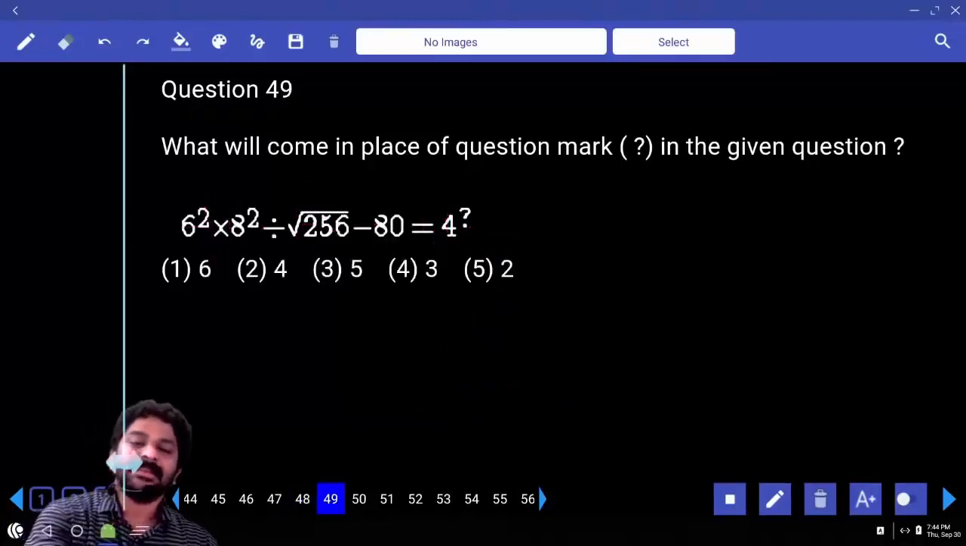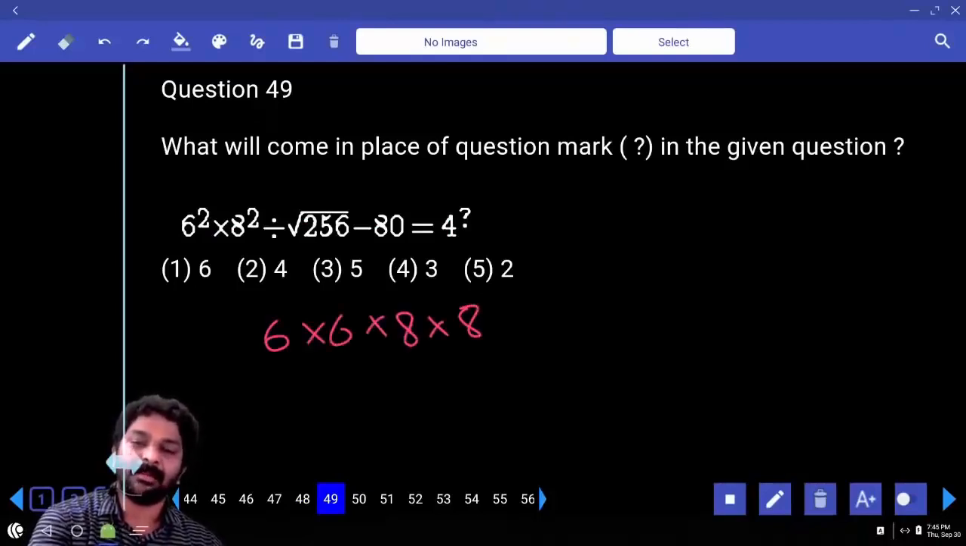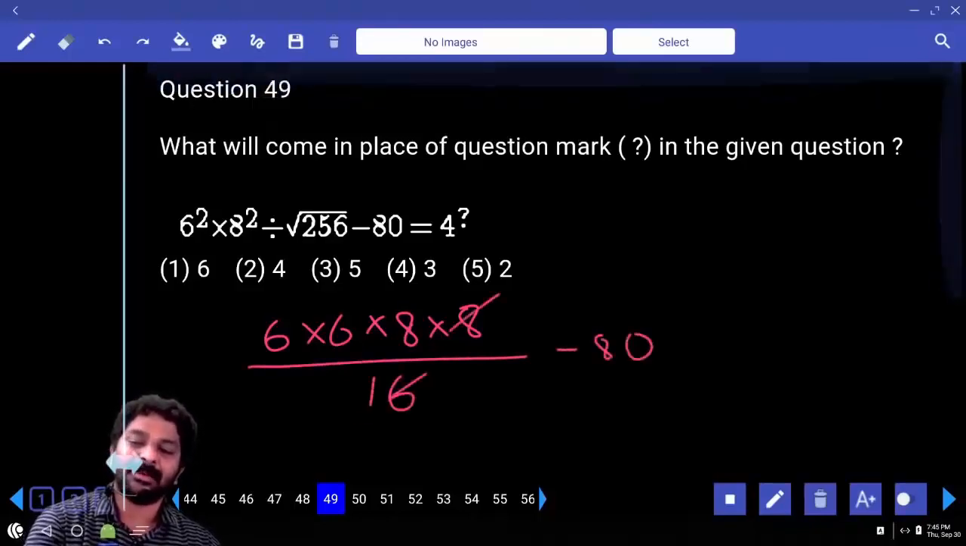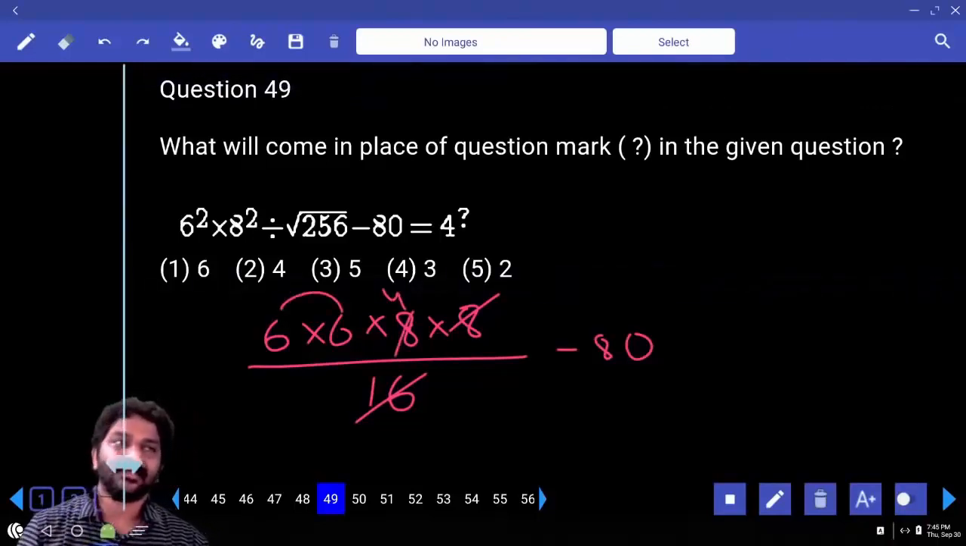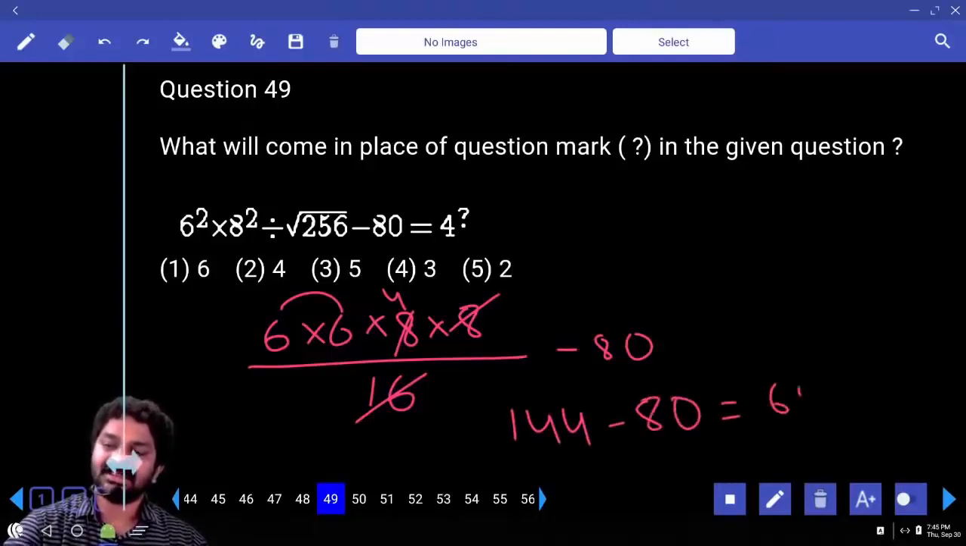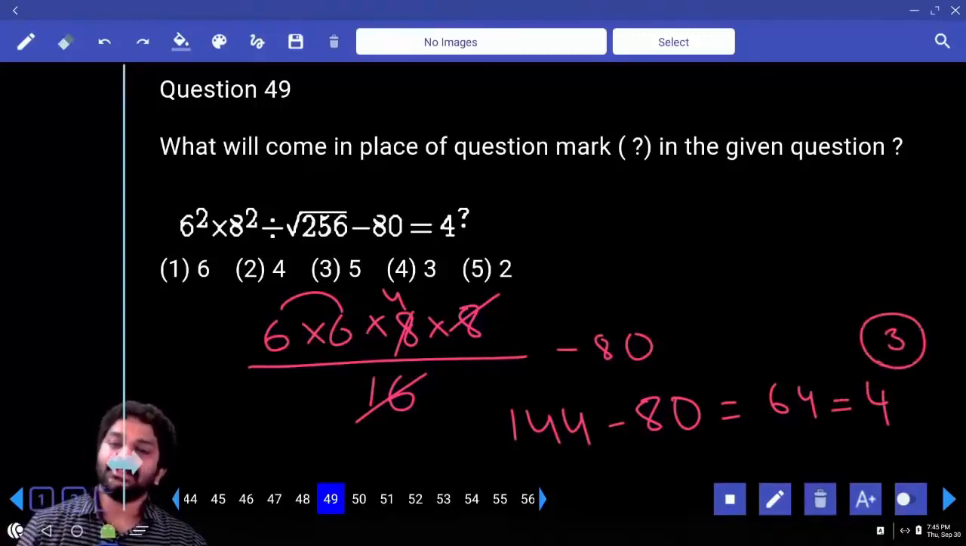Next. 6 square, I'll write it as 6 into 6, 8 square as 8 into 8. And denominator 256 under root value 16 minus 88. How many times? 2. 4 times. 6 into 6, 4 times. Double. 36 double, 72 double, 144 minus 80. Answer 64. 64 is 4 to the power of 3. Fourth option final answer. Answer 3, option 4. Be careful.